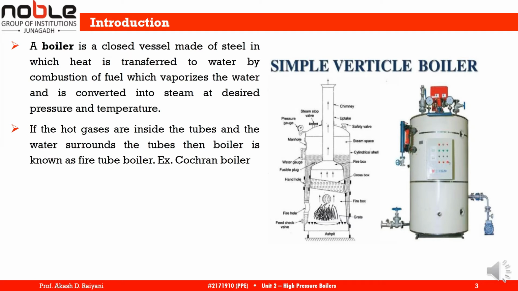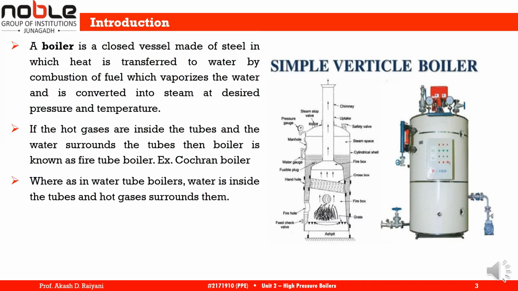Generally, there are two types of boiler, which are fire tube boiler and water tube boiler. If the hot gases are inside the tubes and the water surrounds the tubes, then the boiler is known as a fire tube boiler. For example, Cochran boiler, Lancashire boiler, locomotive boiler. You can see from the figure a simple Cochran boiler, which is a fire tube boiler. Whereas in a water tube boiler, the water is inside the tubes and hot gases surround them. For example, Babcock Wilcox boiler, Stirling boiler, these are water tube boilers.